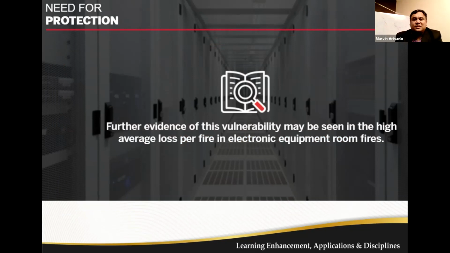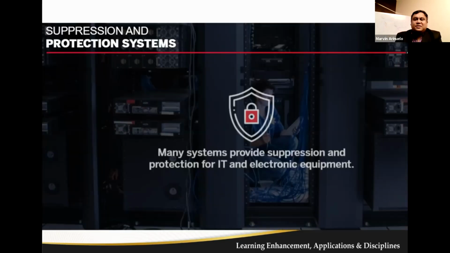Further evidence suggests that this vulnerability may be seen in the high average loss per fire in electronic equipment room fires, even when they are confined to the object of origin. Section 8, Chapter 6 of your Fire Protection Handbook provides information about the need to protect the electronic environment. Many systems provide suppression and protection for IT and electronic equipment.